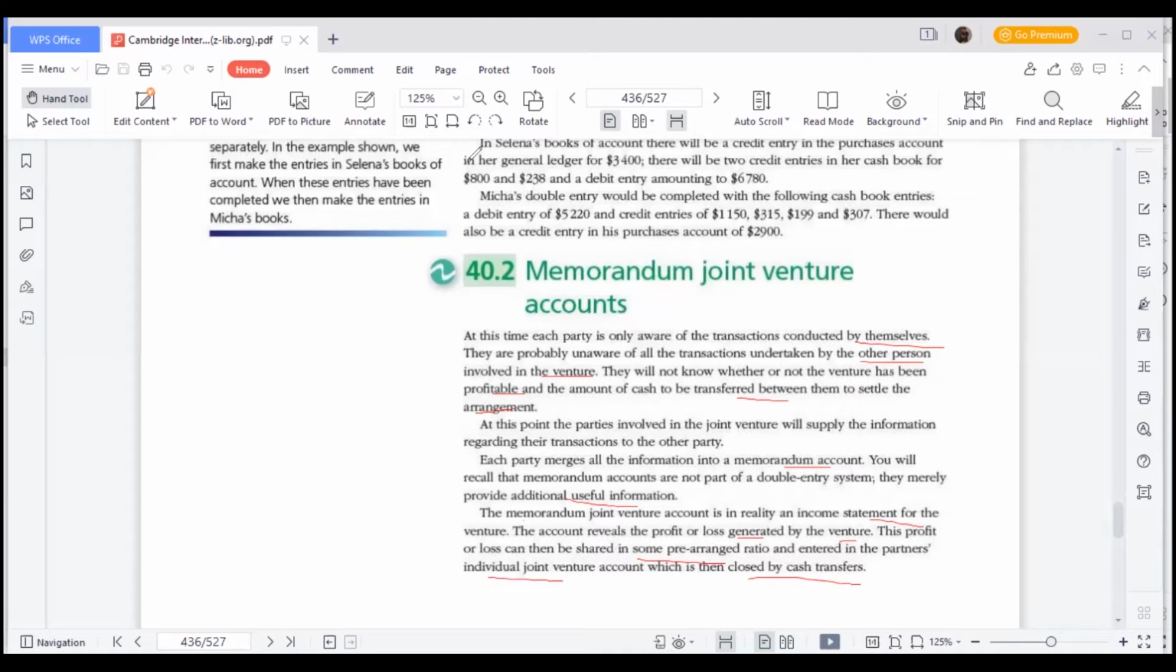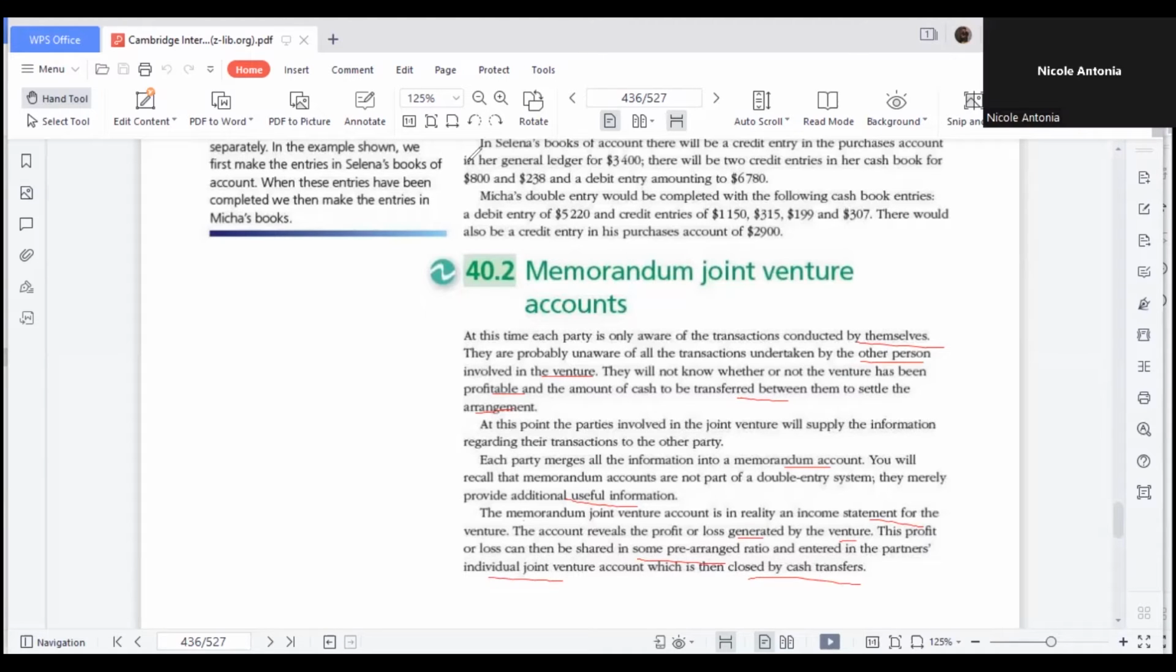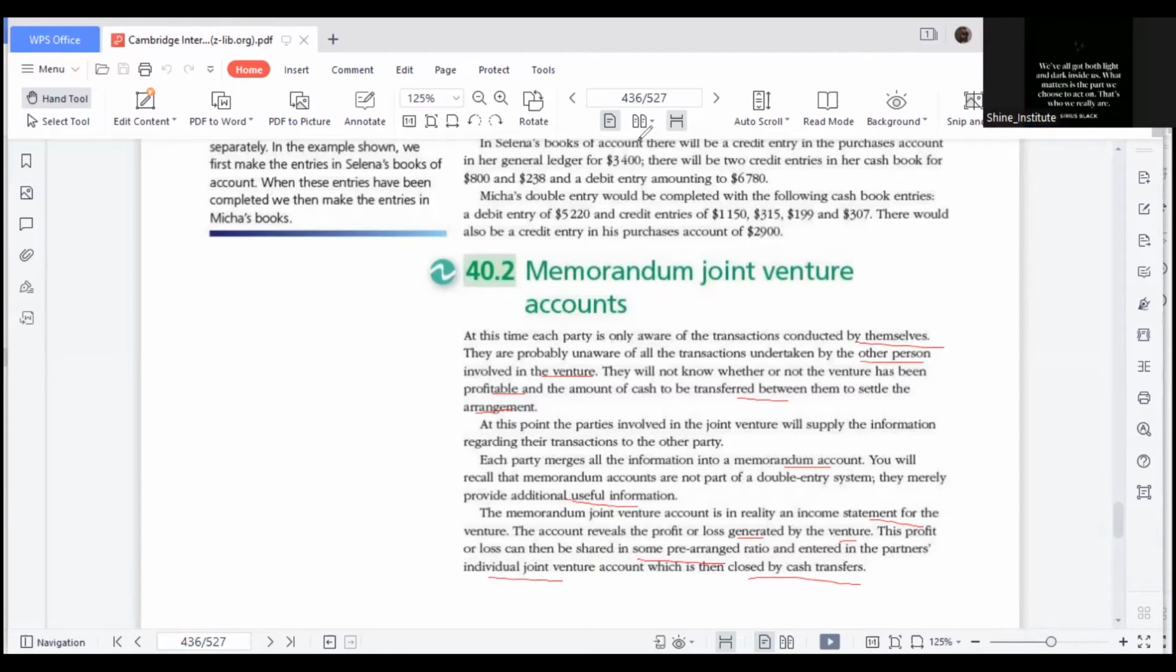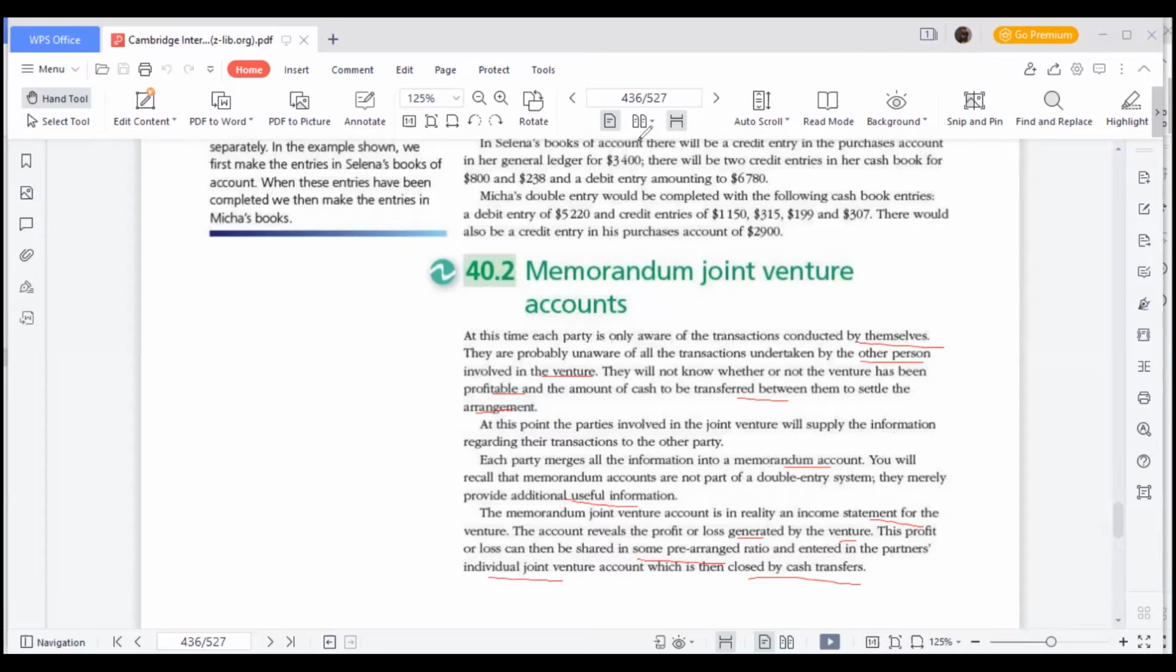Now, what are these cash transfers? When you're doing a business account, you might notice that one particular person would have made a lot of profit. So at that time, what do we do? Where we record this is also what you need to know. So in this memorandum joint account, what we are going to learn is how we bring both books into one particular place and how we are going to record that. Okay, let's see how it actually works.